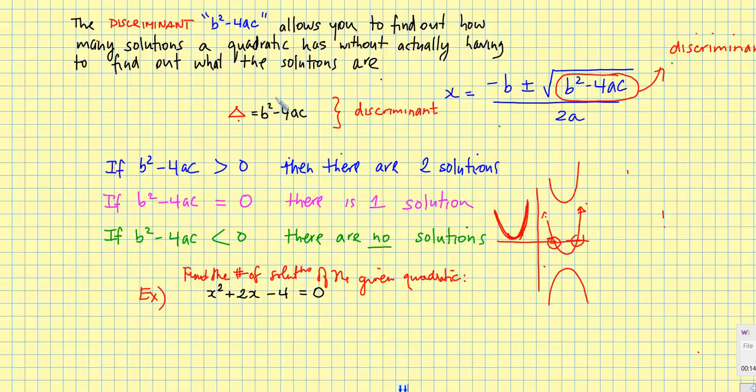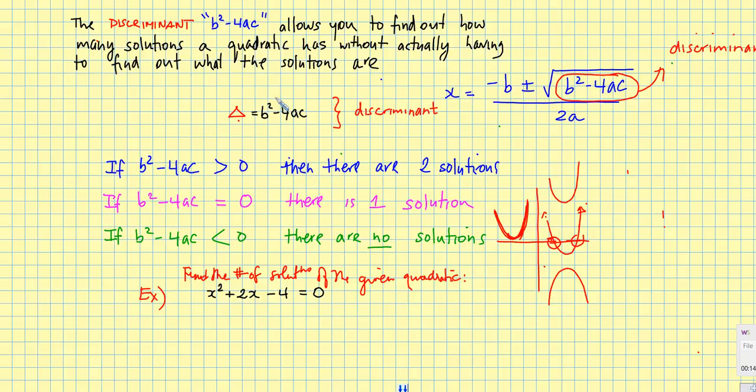If my value coming out of b squared minus 4ac is actually equal to 0, then that means I have 1 solution, or 1 x-intercept. It touches the x-axis only once. And if my b squared minus 4ac is less than 0, then that means that there are no solutions.